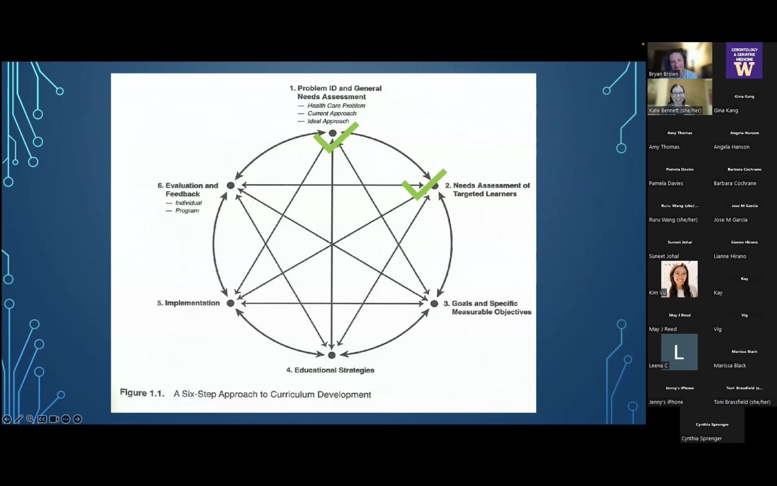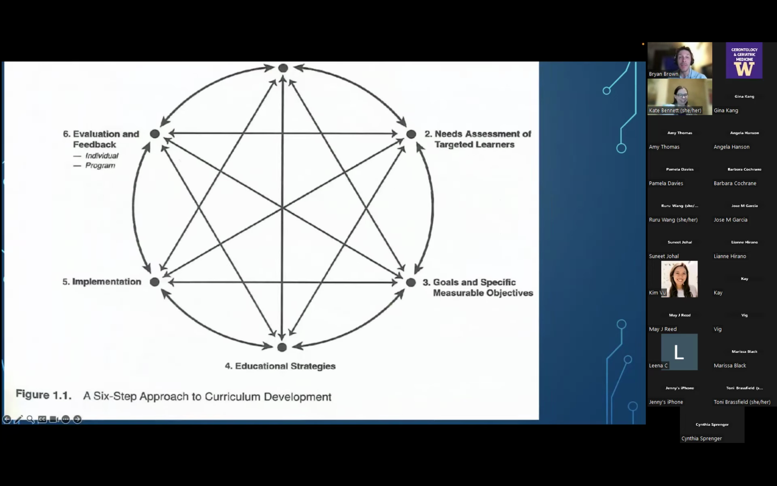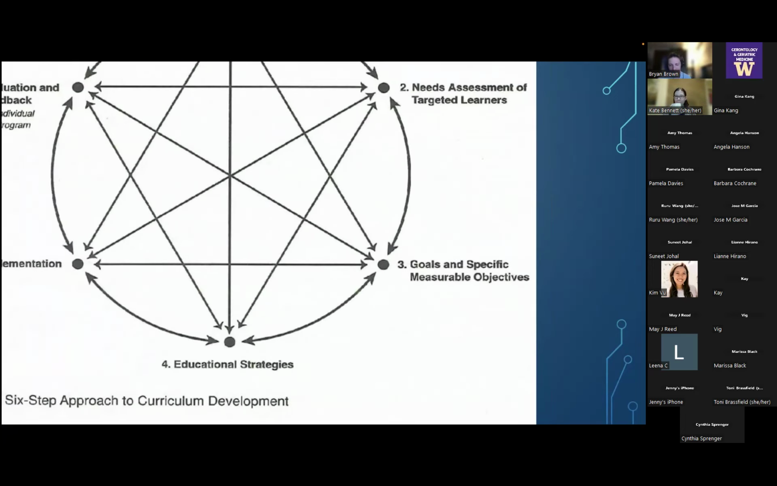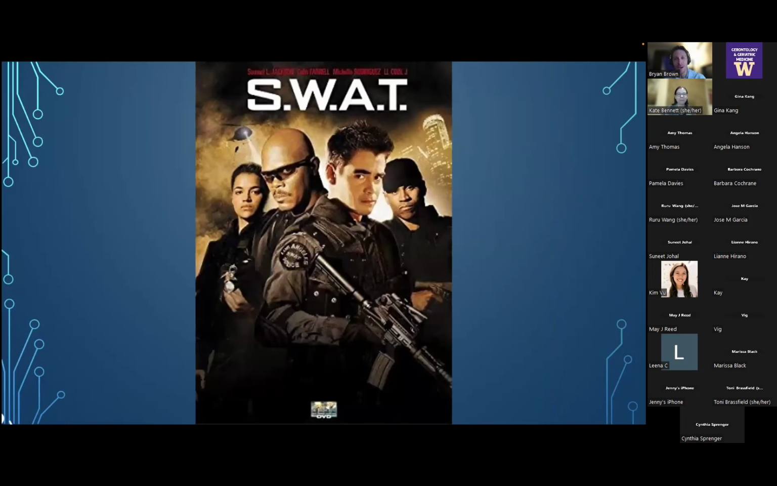Right. Sounds good. So the third step of curriculum development is kind of my favorite because I'm a nerd, and this is writing learning objectives. Sometimes I give a longer workshop and I have all these slides on learning objectives, but I whittled it down to just this one.